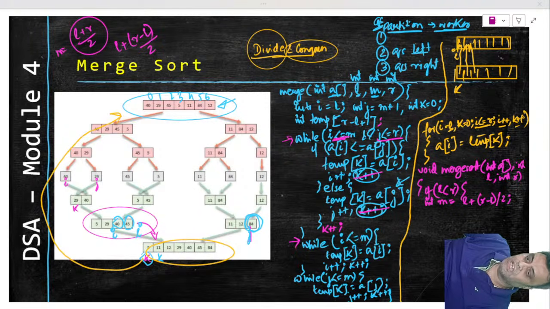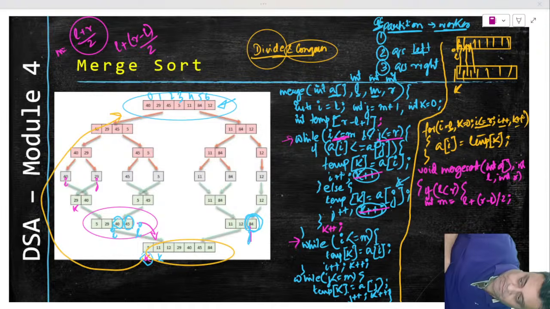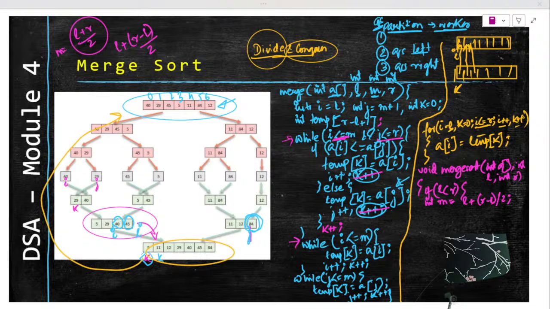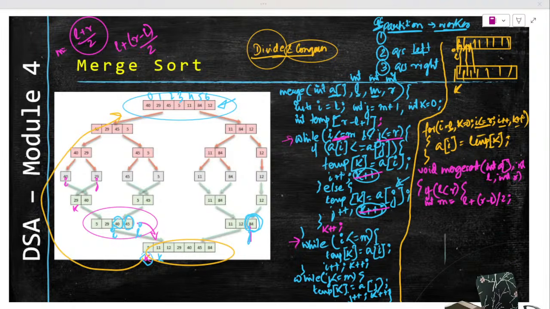Midpoint is L plus R by 2. I did not do it. Anyone?